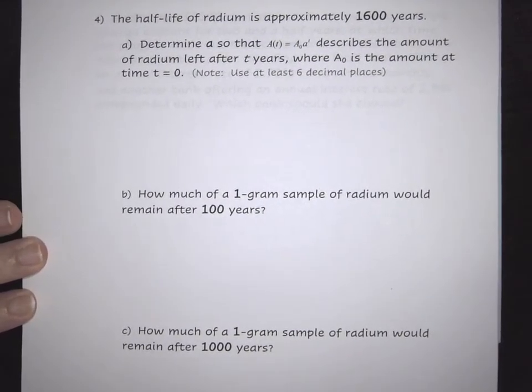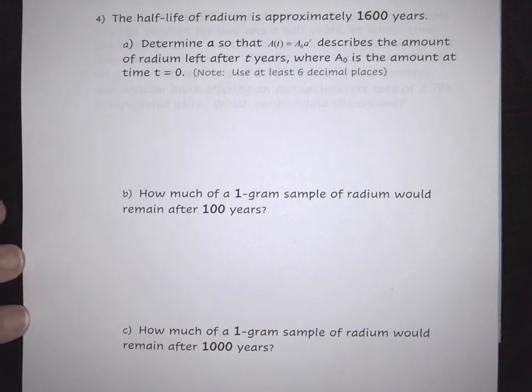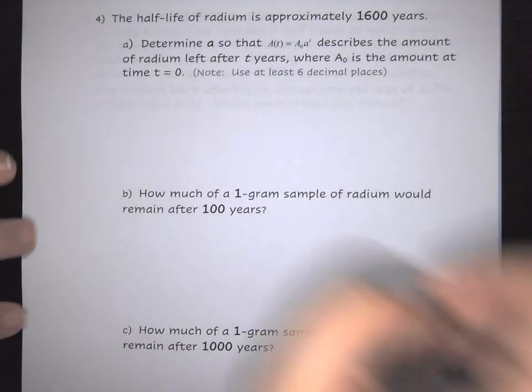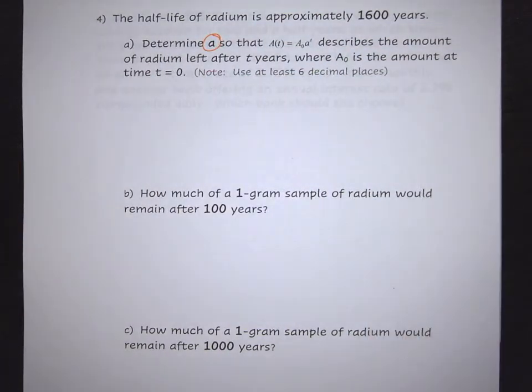Alright, here we have that the half-life of radium is approximately 1,600 years. Determine a. This is what we're trying to find; we want to find the a value here. So A of t equals A naught a to the t describes the amount of radium left after t years, where A naught is the amount at time 0.